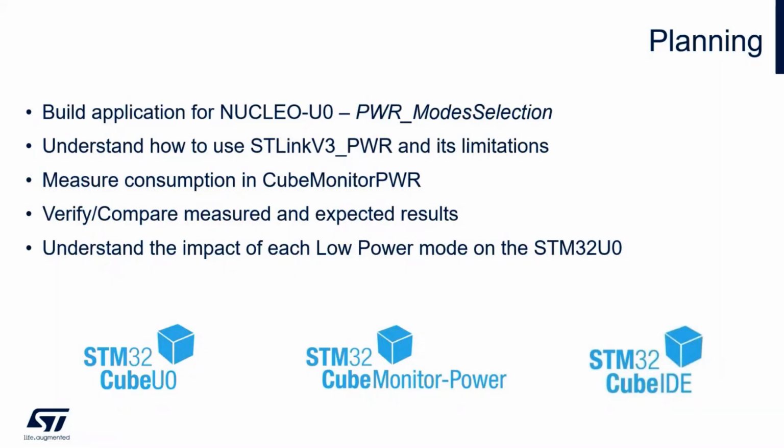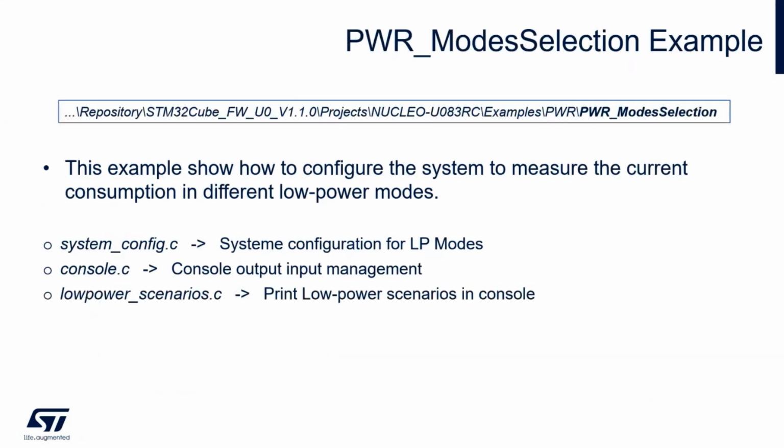So we will begin by running this example on the Nucleo U083, okay? And we will see together after how we can measure the consumption for low power mode with the STLink V3 power that Marco introduced just before. And we can also verify that the consumption we measure is aligned with the consumption mentioned in the datasheet of the product. So first of all, we will open the example and run it on the Nucleo.